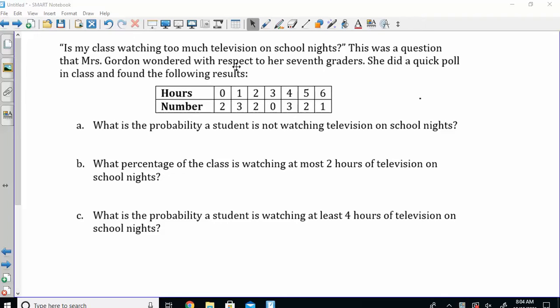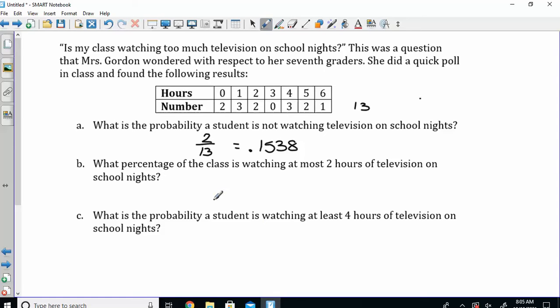So I have the hours watching TV, and the number of students that said they watched each amount. Let's add up our total number of students. We have 13 total students. So the probability a student is not watching television. If they don't watch television, how many hours is that? 0. So the number of students that said that would be 2 out of our total number of students, 13. On these probabilities, you can give me a fraction as long as it's in lowest terms, or just the decimal, 4 decimal places.